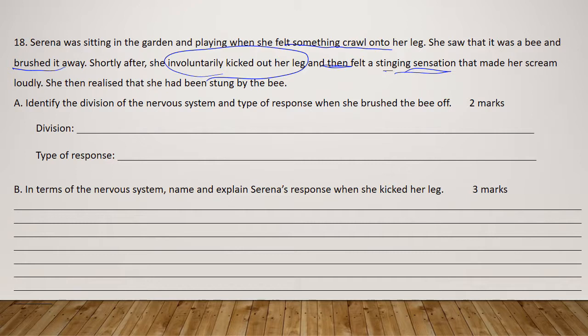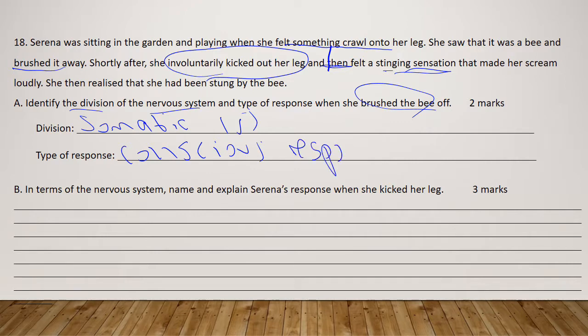Let's have a look at these questions. Identify the division of the nervous system and type of response when she brushed the bee off. So the division is the somatic nervous system, and this is a voluntary or a conscious response. And then our second question is, in terms of the nervous system, name and explain Serena's response when she kicked her leg. We know that this is a spinal reflex.